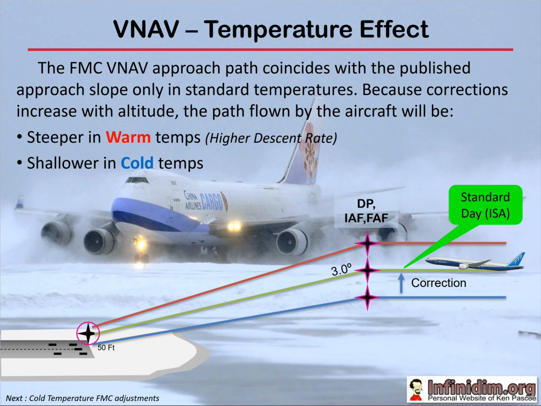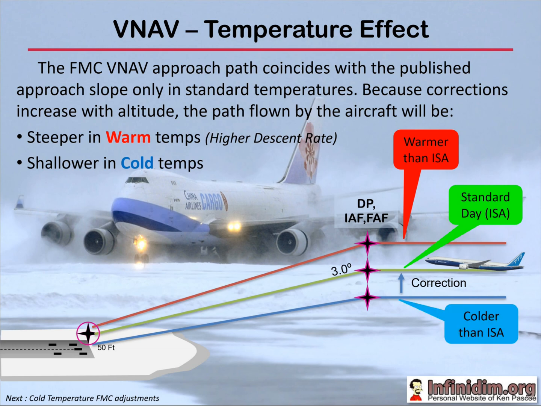Deviations above ISA, warmer temperatures, result in a steeper approach requiring higher rates of descent down final, which could be well worth mention during the arrival briefing. Lower temperatures are the reverse, where the aircraft commences barometric-based approaches such as VNAV MPAs below the required altitudes, flying a shallower approach slope than promulgated.